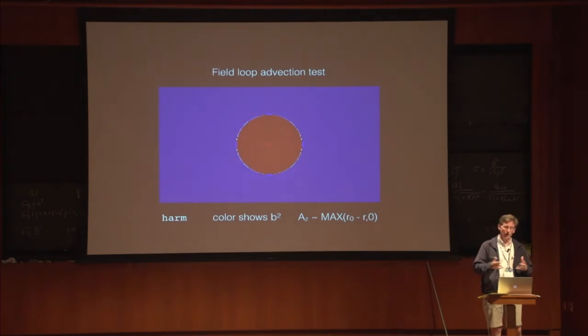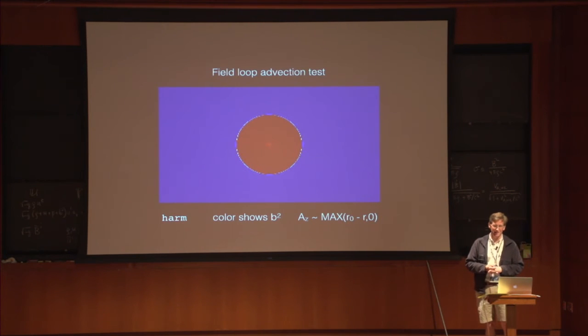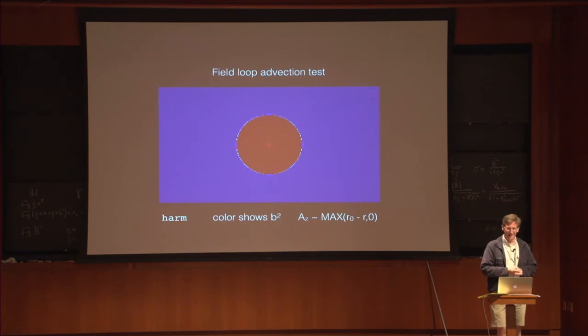Now, working on smooth problems isn't everything. So now I'm going to expose some more dirty laundry. So this is the so-called field loop advection test. This has a vector potential which looks like a dunce cap. And it corresponds to a loop of field with constant magnitude that then ends suddenly. So there's a sudden feature. And here the color shows B squared.